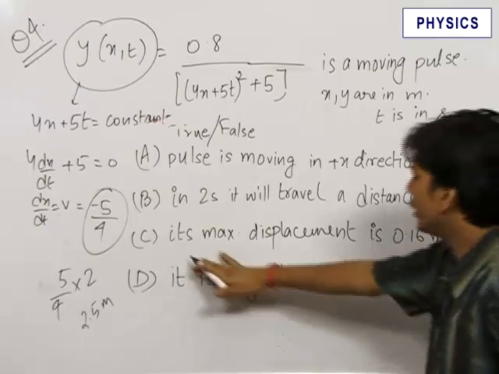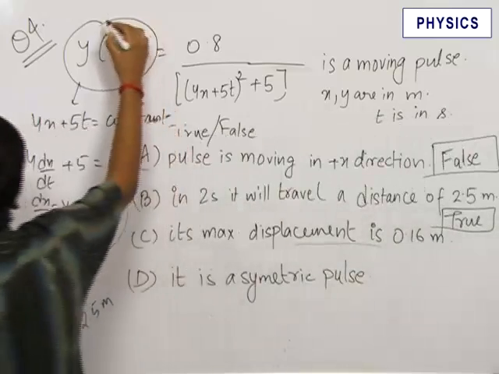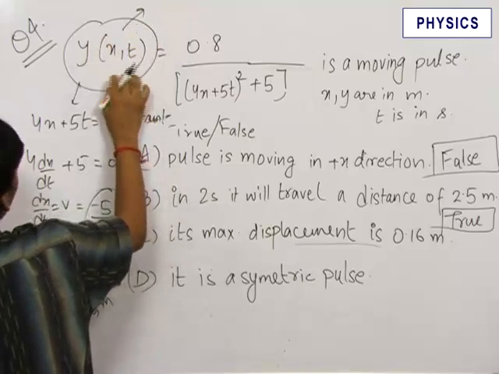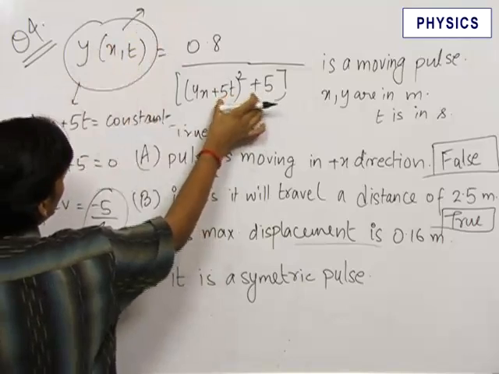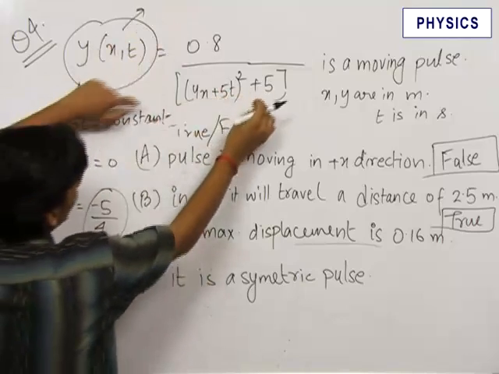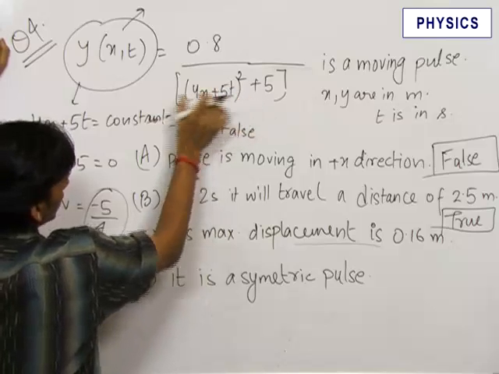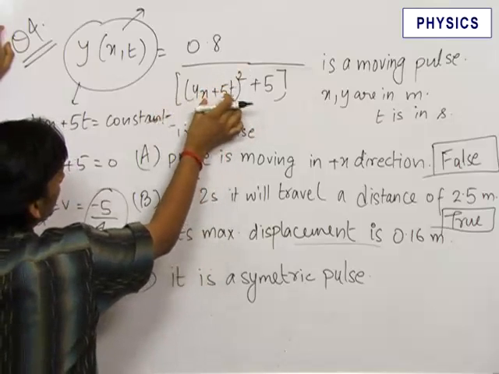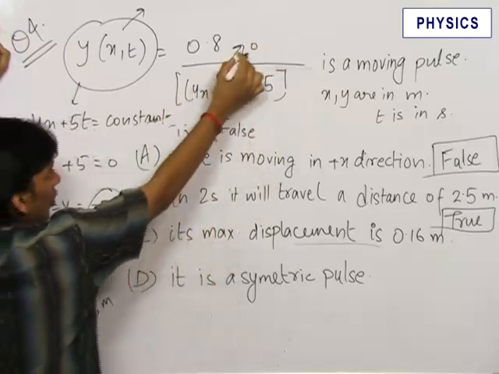As for the third part, we need to find out the maximum displacement. The maximum displacement means the highest or the maximum y coordinate that any particle reaches. For this to be maximum, this denominator has to be minimum. Now for this denominator to be minimum, this term has to be minimum. Since this is a whole square, it is a positive quantity, therefore the minimum value of this quantity can be 0. And we now have to check whether that 0 is achievable or not.